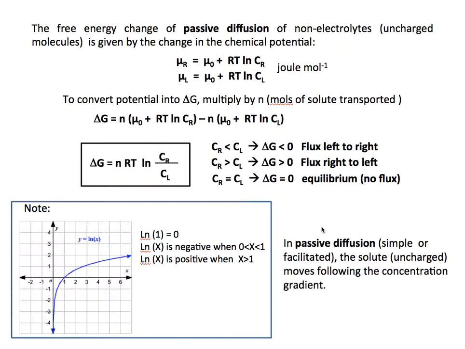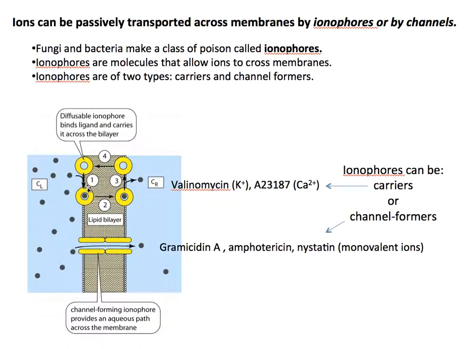In passive diffusion, obviously, you're not using energy. Therefore, it goes along the gradient. And here we are assuming that it's an uncharged solute, so we don't have to take into account the electro part of the electrochemical gradient difference.